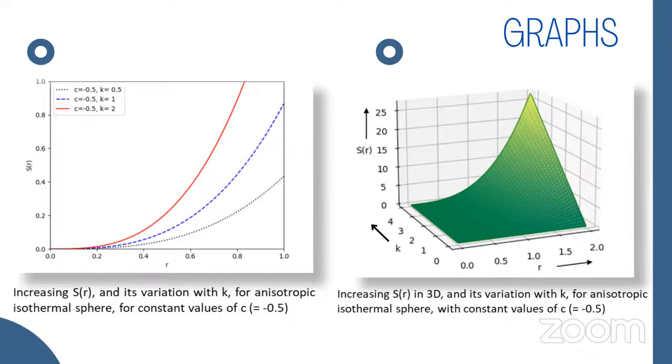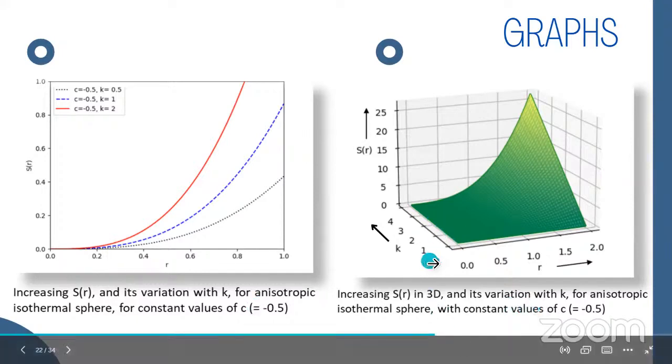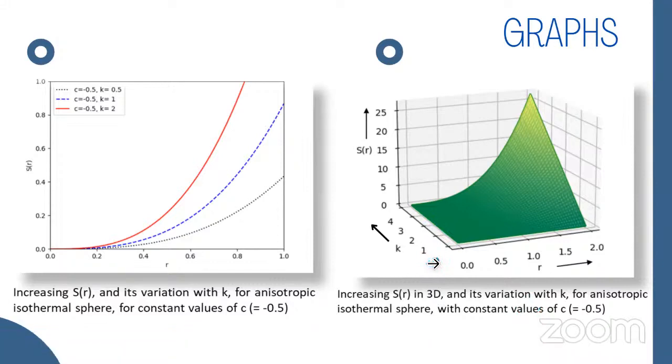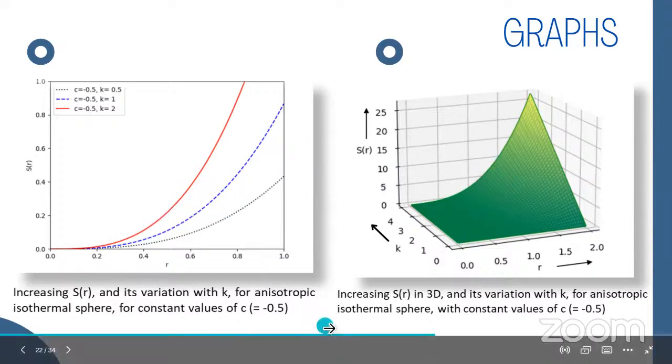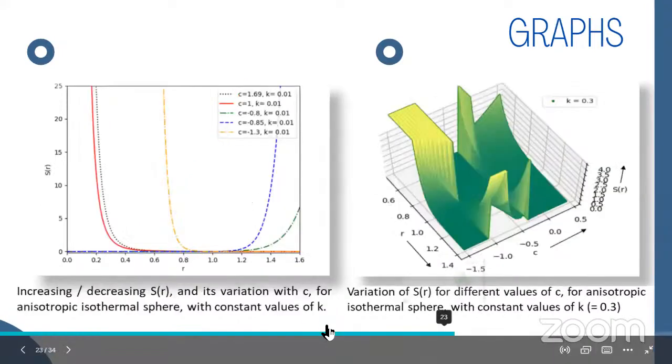We observe that initially, when K is 0, as we can see in the 3D plot, the S, that is the degree of the anisotropy, is also 0, and it doesn't change with R for K equals 0. But as K continues increasing and changing, the slope of S(R) also increases gradually with changing R. You can see it in the 3D graph and the 2D plot as well. So moving on to the next slide.